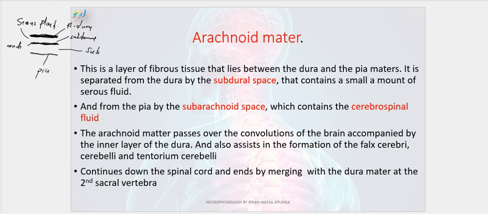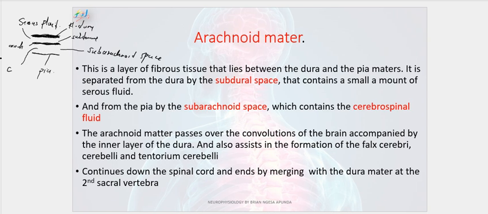The subarachnoid space is a very important space. This is because it contains the famous cerebrospinal fluid, or the CSF. So remember, in this place we have the serous fluid, and in this area we have the cerebrospinal fluid. So just put CSF here, to save time.